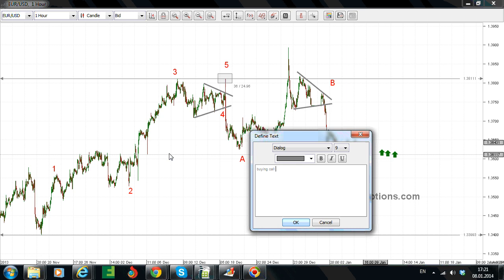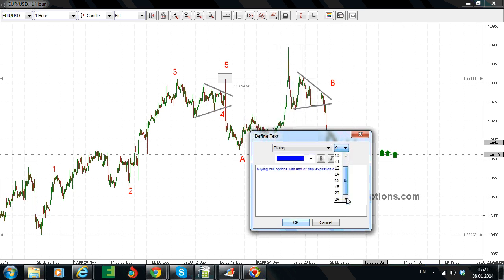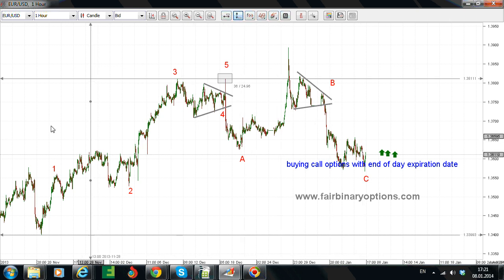So buying call options with end of day expiration date today. End of day expiration date means 21 GMT by the time New York markets are going to be closed, and this is what we are doing on the euro US dollar. Basically, we counted the 5 waves up and 3 waves down on this time frame, on the 1 hour chart, starting with that moment of time.